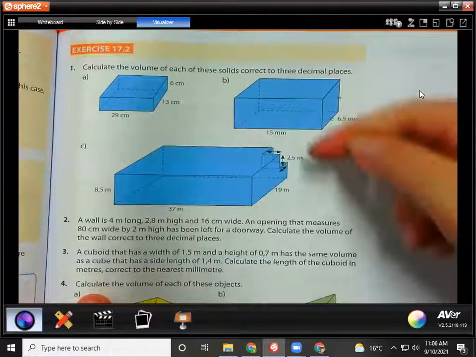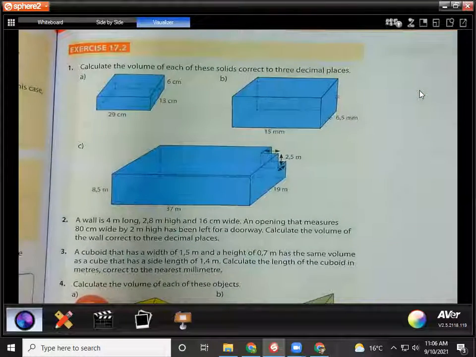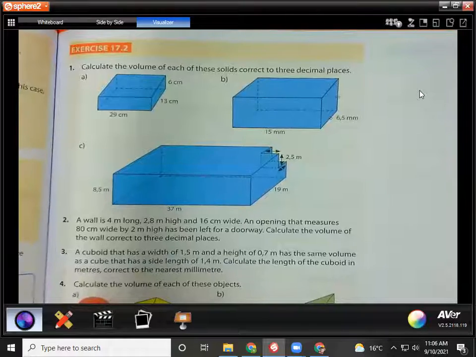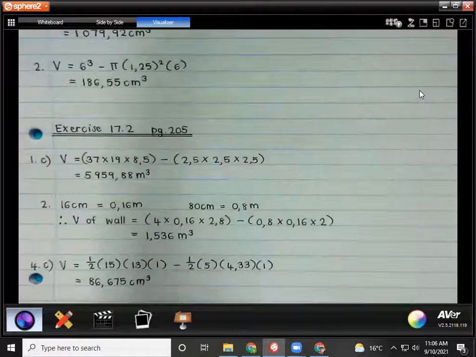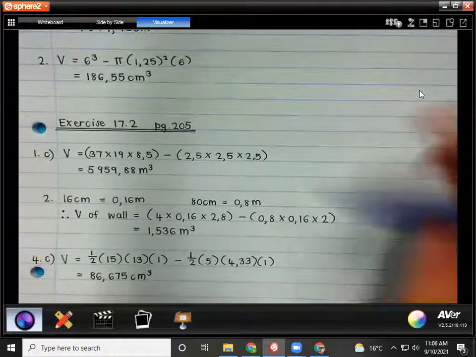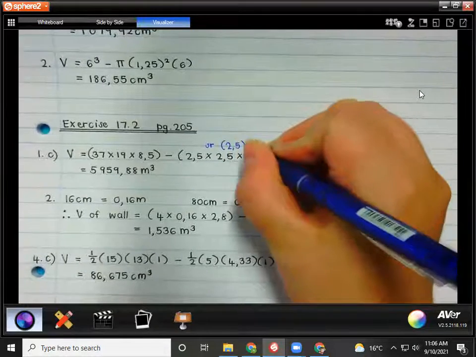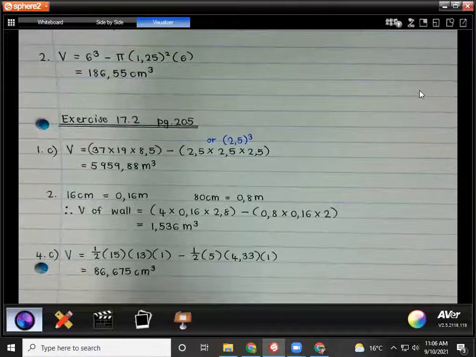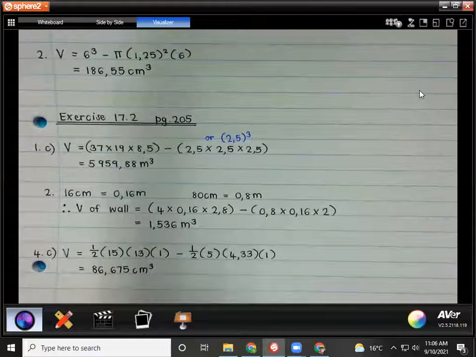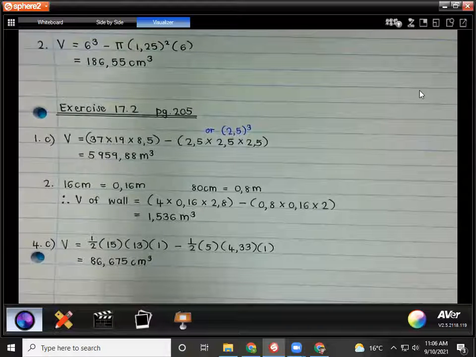Then we minus the volume of this cube, which has been cut out, which you can write in 2 different ways. You can write 2.5 times 2.5 times 2.5, or you can say 2.5 cubed. Both of those are fine. Any questions on that first one, on 1C?